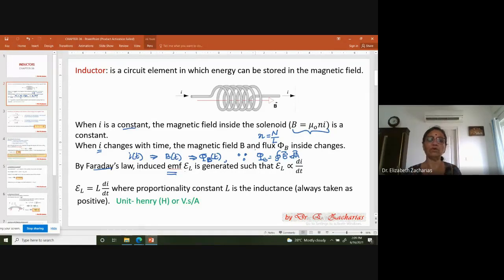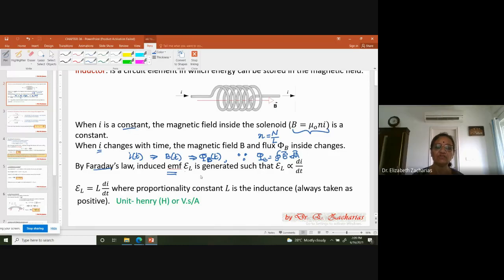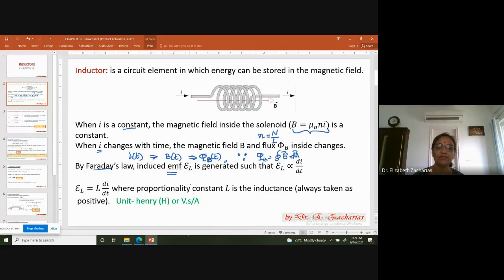Okay? Now, as a result of the flux change, there will be an EMF produced. Now, this EMF that is produced has a name. It's also called the self-EMF. It's called self-EMF because it created this change by itself. An EMF has been set up in the coil because the original current changed.